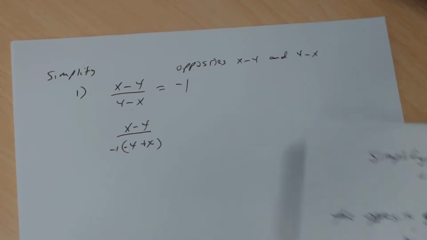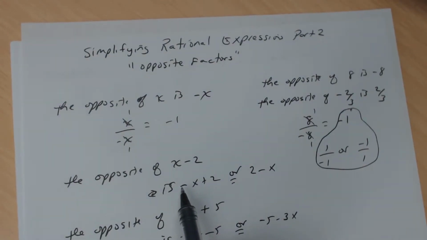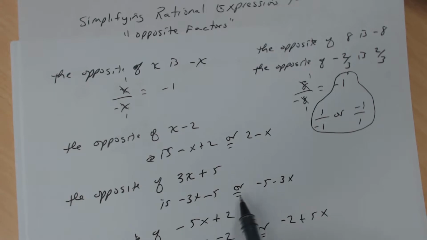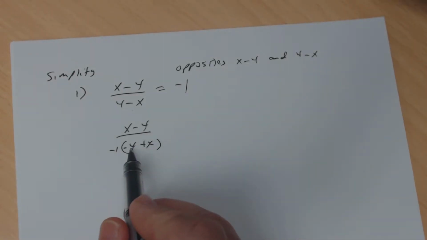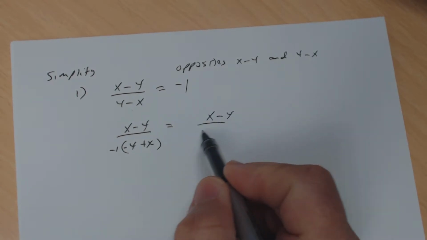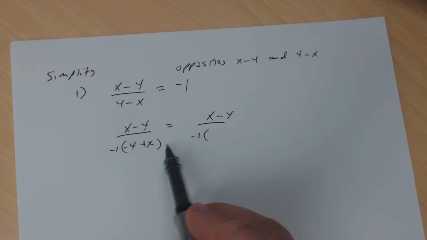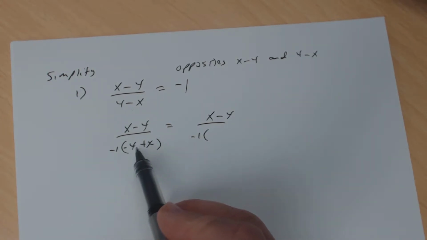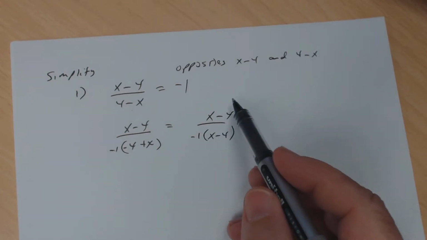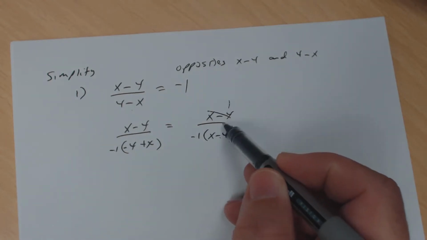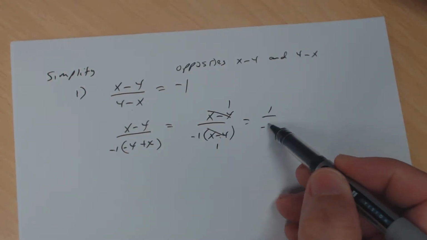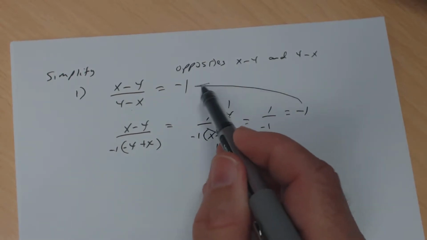Now remember what we talked about a while ago. I want you to understand that negative x plus 2 is the same as 2 minus x. Negative 3x minus 5 is the same as negative 5 minus 3x. 5x minus 2 is the same as negative 2 plus 5x. So negative 4 plus x, right here, is the same as x minus 4. And then using the idea from the previous lesson, see how the x minus 4s are identical? So I can divide these out. And notice I got 1 divided by negative 1, which is just a negative 1. And that's what we got here.